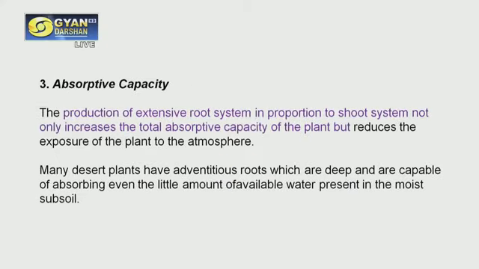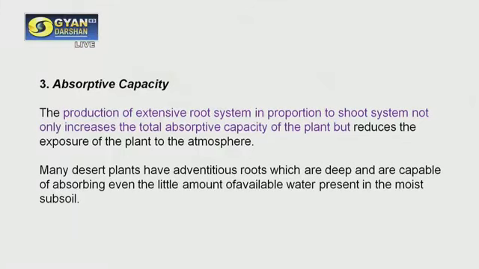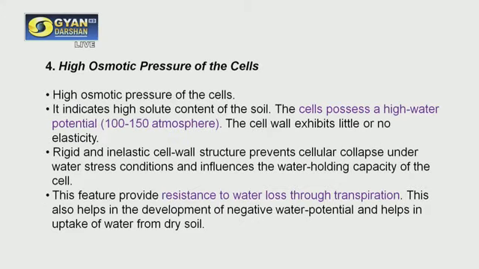Number 3, absorptive capacity. Why this production of extensive root system? Because they need to increase their absorptive power, or they need to increase the absorption. It also reduces the exposure of the plant to the atmosphere. If the roots develop more than the shoot, then of course the plants have to face less of the environmental dryness, because the roots are present below the soil surface. Sometimes adventitious roots do develop, which are also deep and capable of absorbing even minute amounts of water.